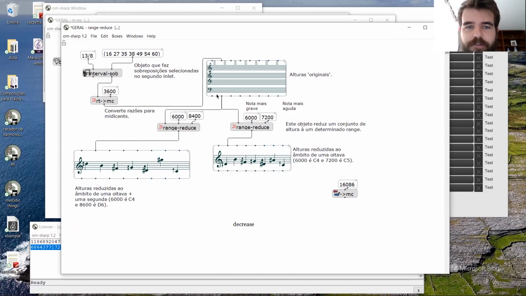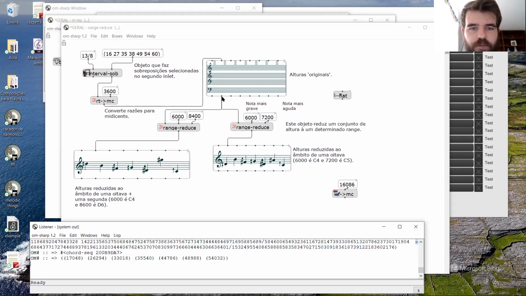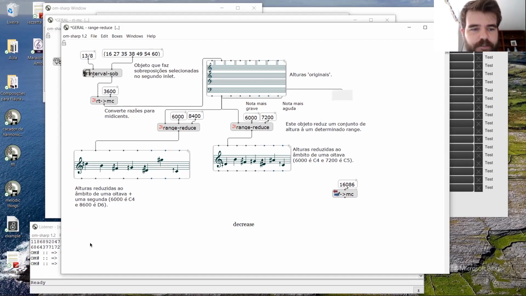In the first inlet we have the notes, the pitch sets. The second inlet is the lowest note. And in the third inlet we have the highest note. So it will put all the notes of the pitch sets inside this range. It's very simple. It works with a list of lists here, and it works with just lists too, of course. You can see it here.